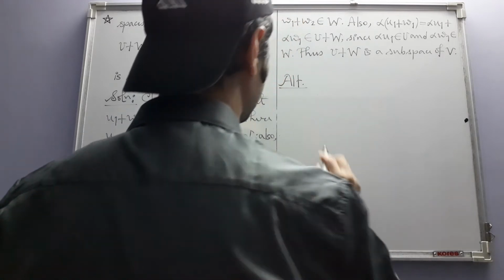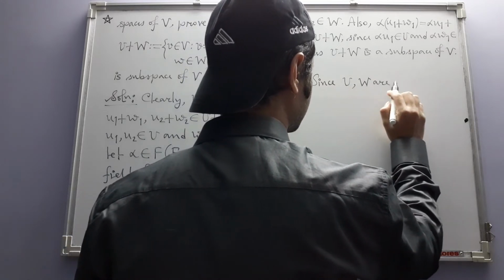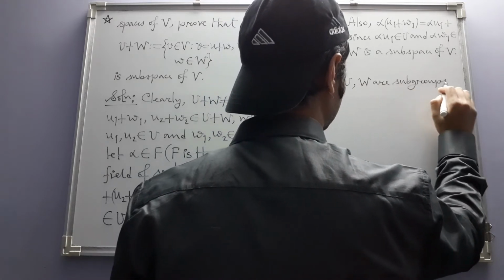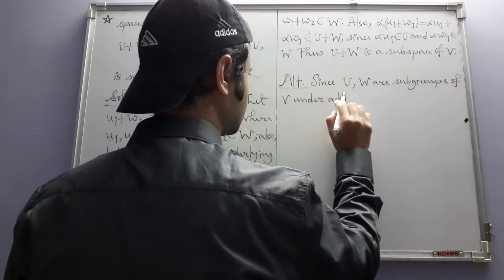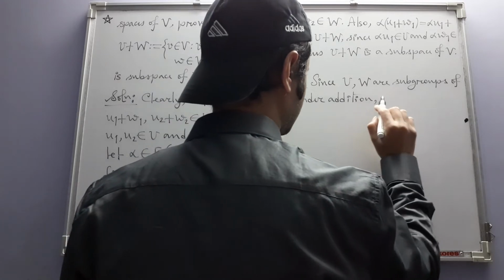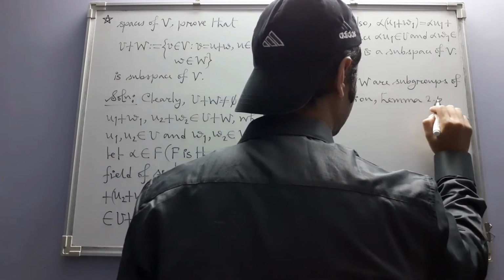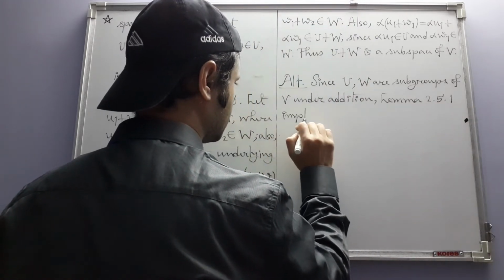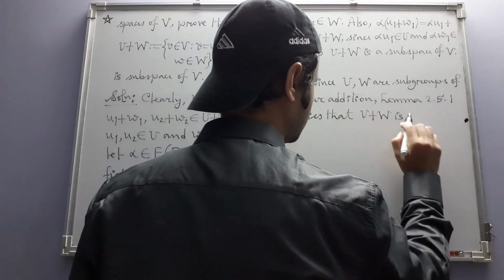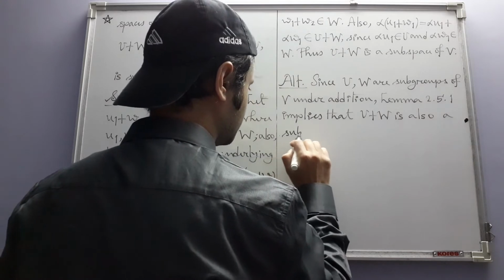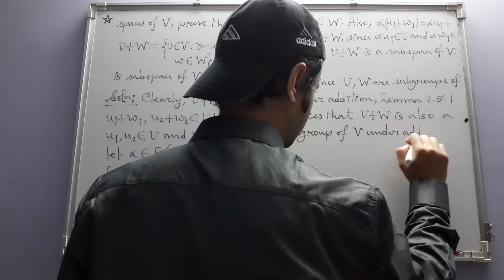The alternate solution goes like this. Since U and W are subgroups of V under addition, the result is lemma 251, which implies that U plus W is also a subgroup of V under addition.